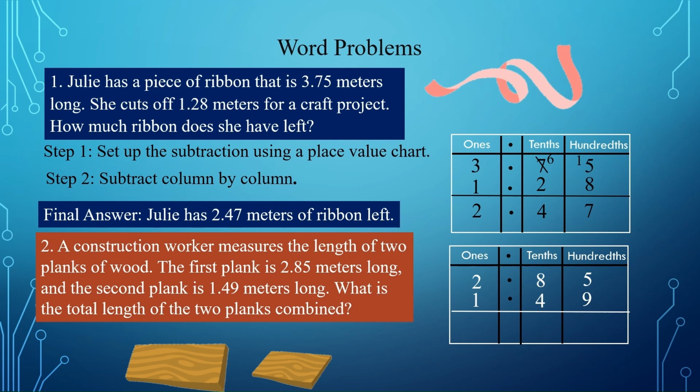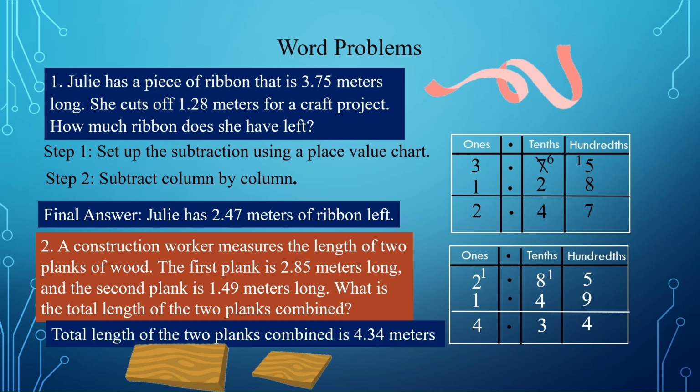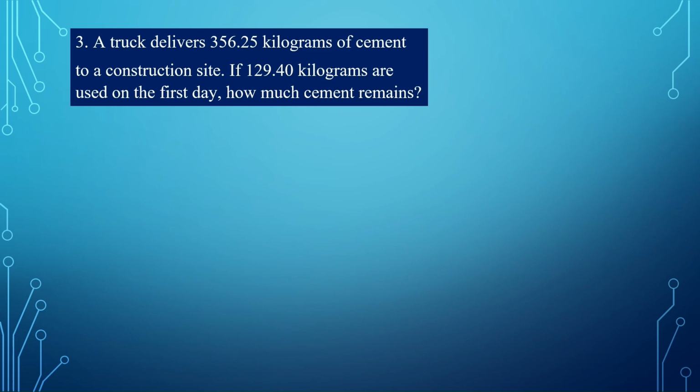So 5 plus 9 is equal to 14. So 4, carry over 1, which is 8 plus 4 plus 1 is 13. Then you have to put a decimal and here carry over 1, and you get here 2 plus 1 plus 1, which is 4. So the answer is the total length of the 2 planks combined is 4.34 meters. Here is the third question.